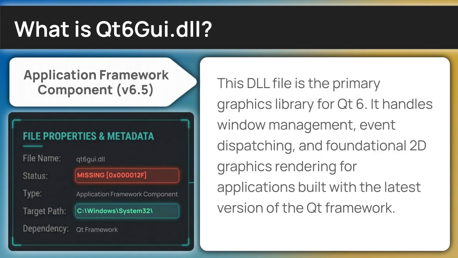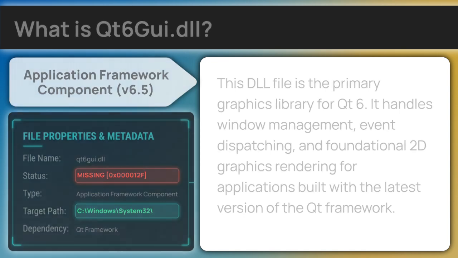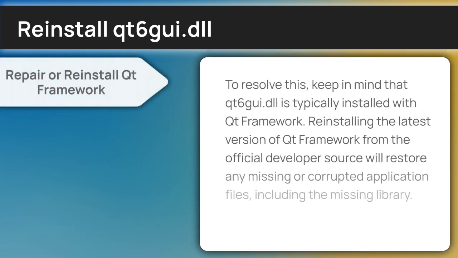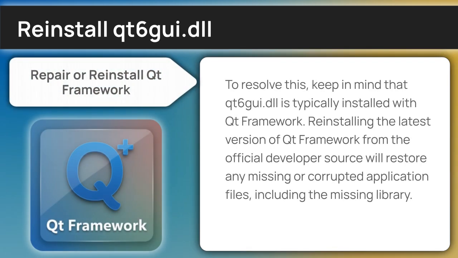Our first move is installing a fresh, clean copy of the library. Third-party application errors like this are best fixed by reinstalling the affected software suite. Download and reinstall the latest version of the Qt framework to restore the Qt6gui.dll library without risking system instability.